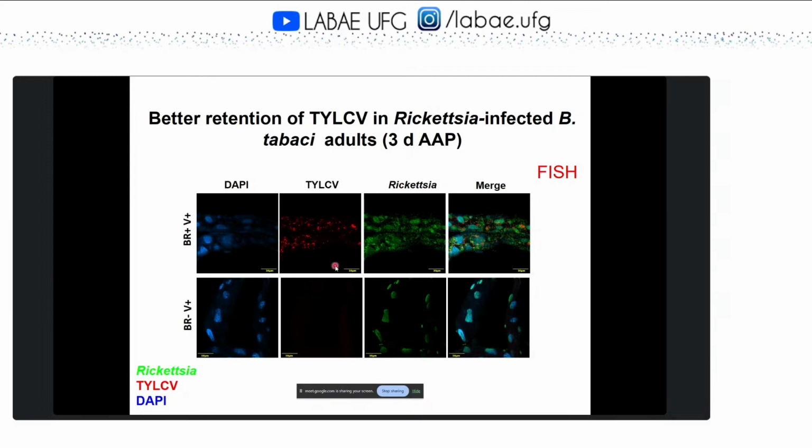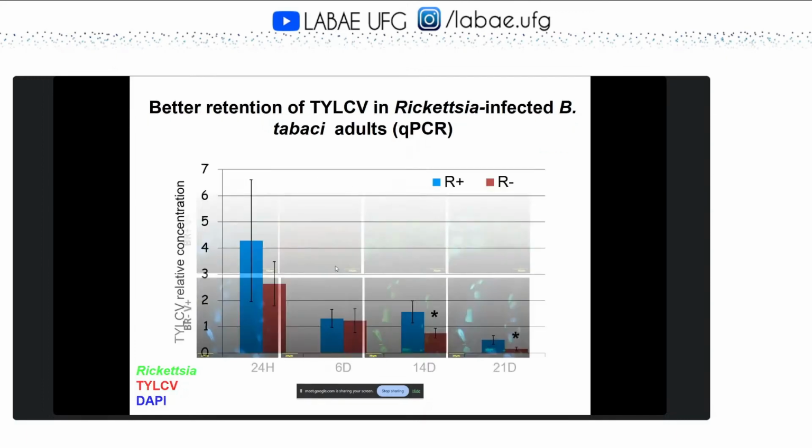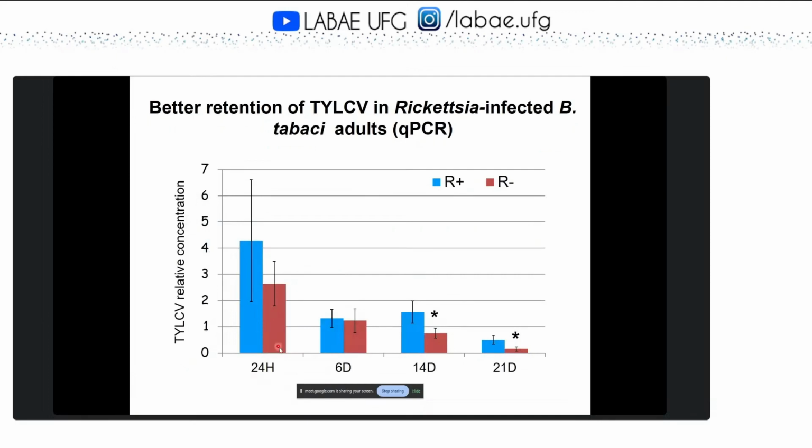And regarding retention, we do a retention experiment where we do acquisition, then we look at the amounts of the virus in the whiteflies, and this is a time course: 24 hours, 6 days, 2 weeks, and 3 weeks. You can see that in the Rickettsia uninfected whiteflies, the virus is retained less in the insect.